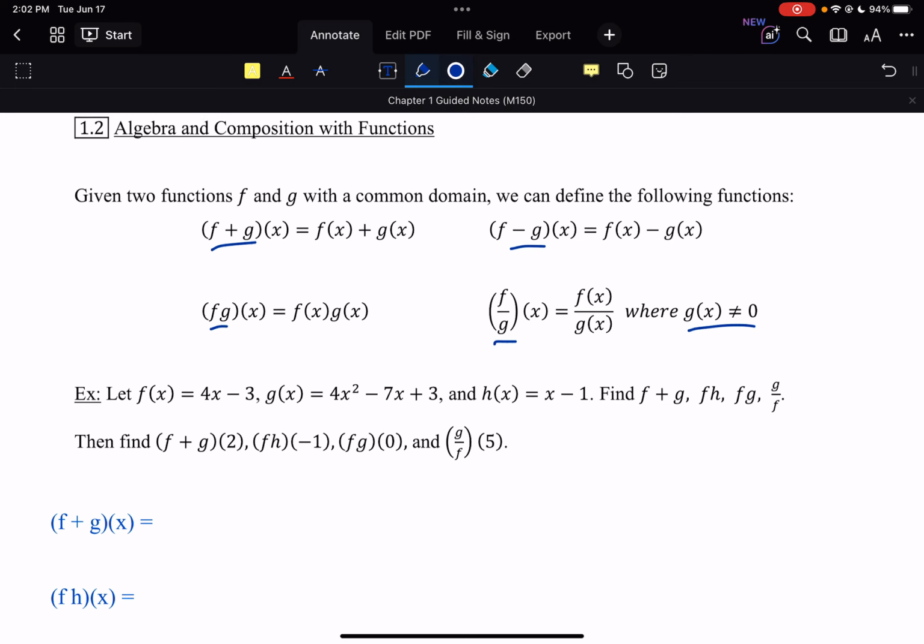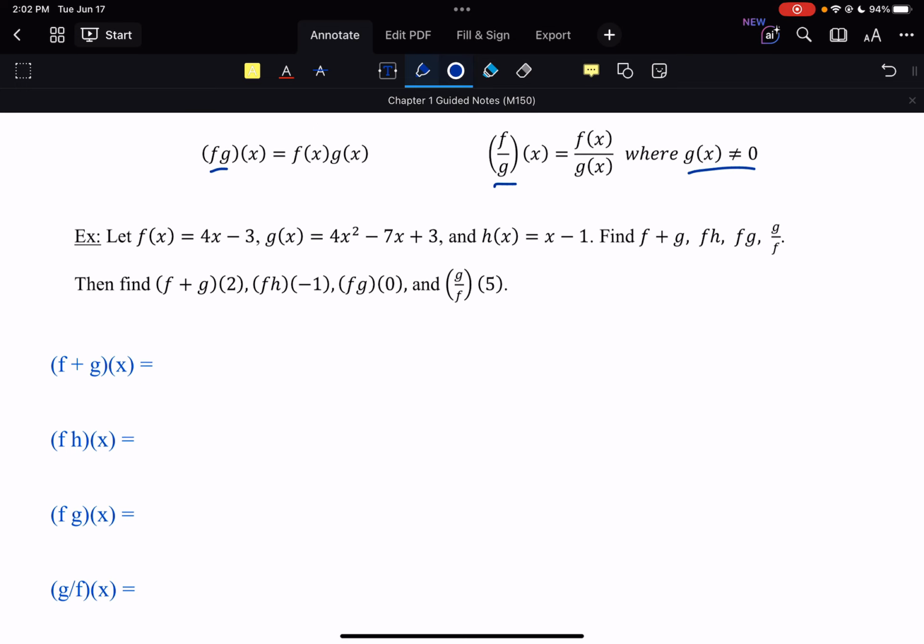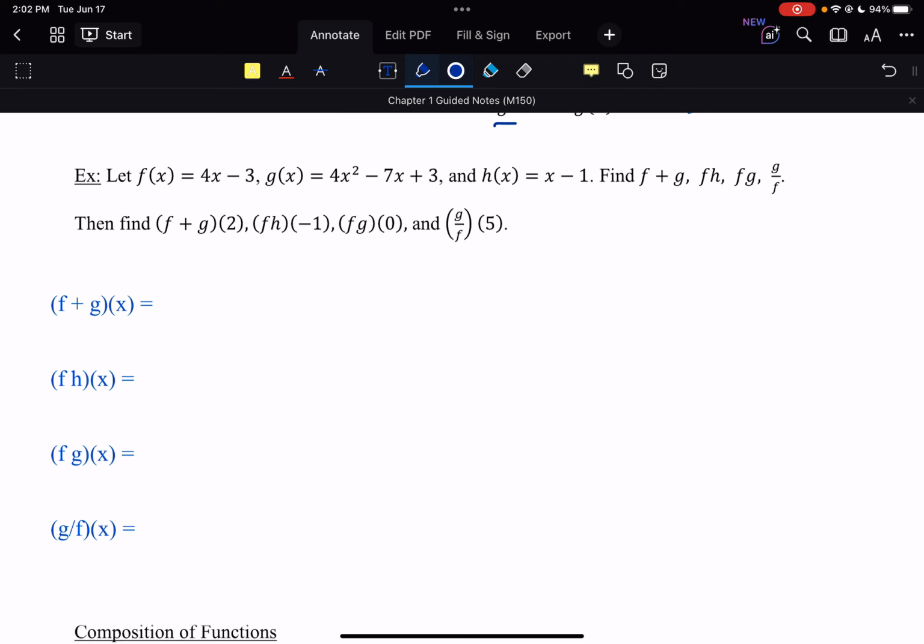So let's take a look at an example. We have f of x is 4x minus 3, g of x is 4x squared minus 7x plus 3, and h of x is x minus 1. We're going to find f plus g, f times h, f times g, g over f, and then we're going to find evaluations of those for specific numbers. We're going to start off with f plus g.